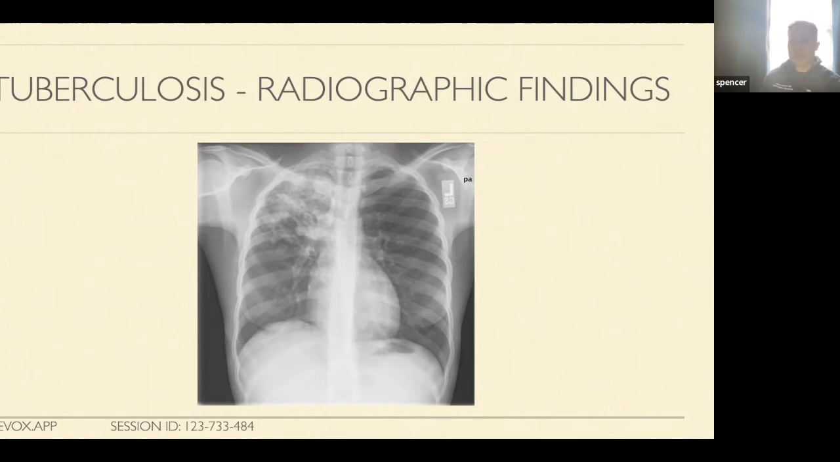Consolidation and cavitation usually have a strong predilection for the apical and posterior segments of the upper lobes, as well as the superior segments of your lower lobes in post-primary tuberculosis. Although not seen here, you can also have bronchial wall involvement. This may be seen in primary and post-primary tuberculosis, although it's more common in the former.